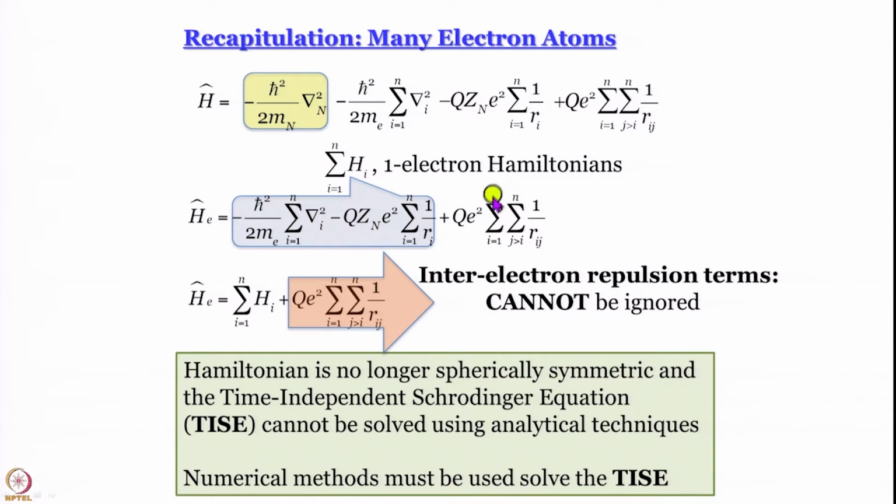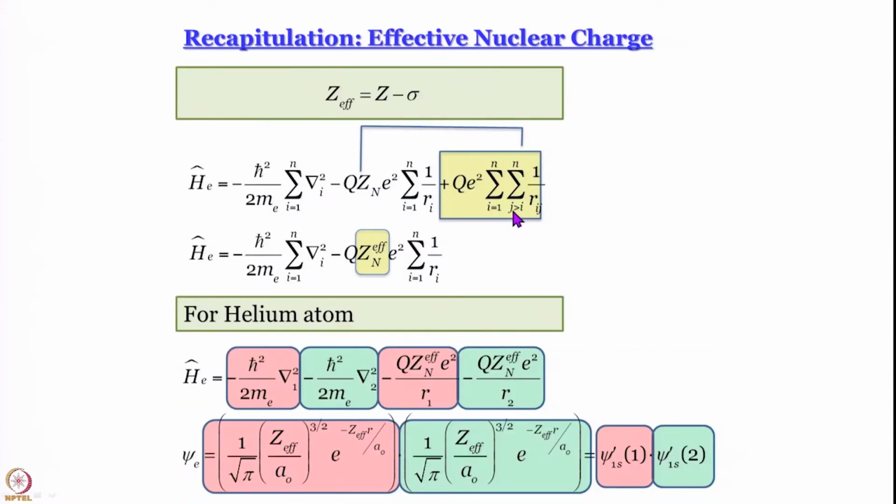But what you are left with is this electron repulsion term, which we have established that we cannot ignore. So, what we do is that we incorporate this electron repulsion term into the shielding constant, and we work with not the actual nuclear charge, but the effective nuclear charge, and that is how we write these 1 electron wave functions by replacing the actual nuclear charge by effective nuclear charge.